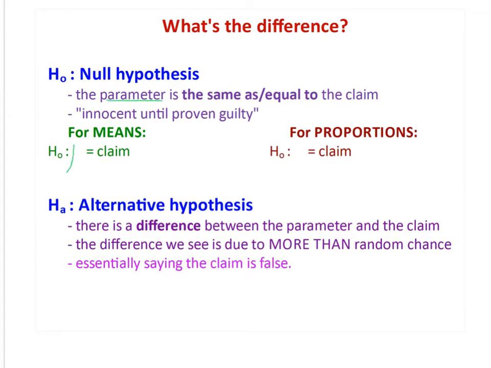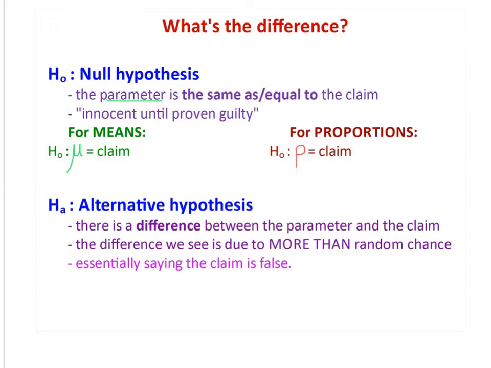Well, for means, my parameter is mu. So we would say that the null hypothesis is mu equals the claim, and the claim is going to be the average given to us in the problem. For proportions, we use p for the parameter. So the null hypothesis for proportions would be p equals the claim, or whatever proportion or percent is given to us in the problem. So that's the null hypothesis, or the nothing's different, there's no change, it's equal to hypothesis.